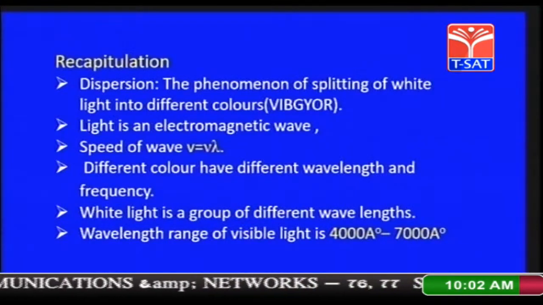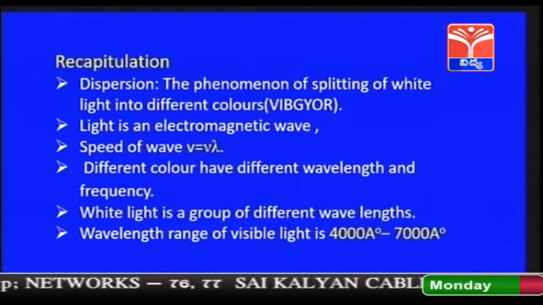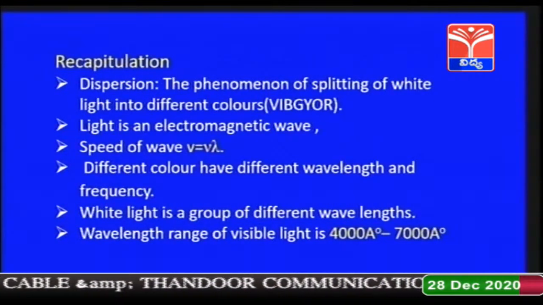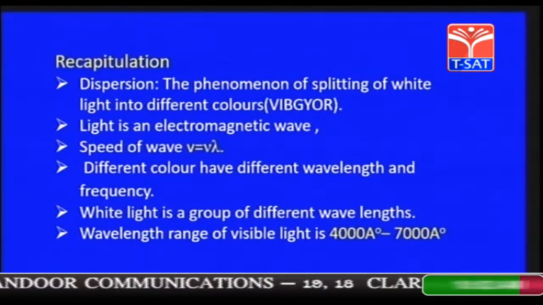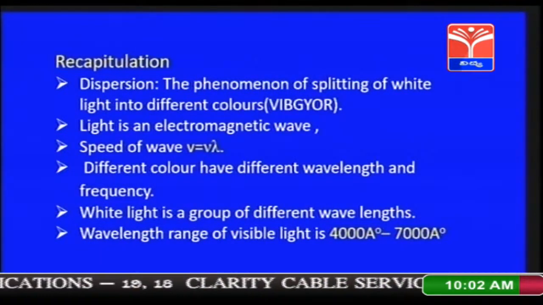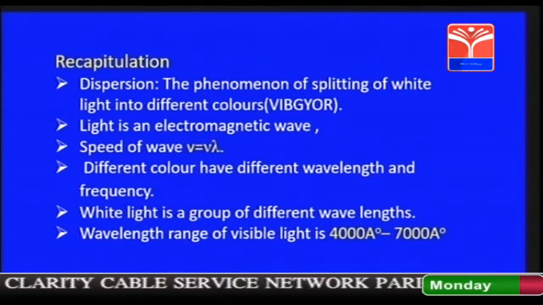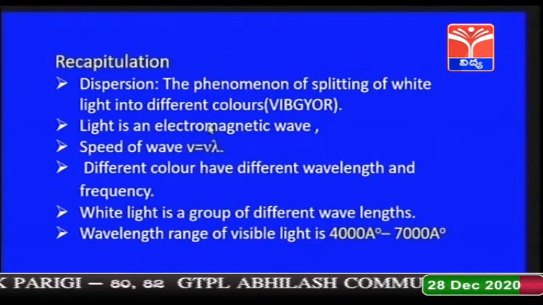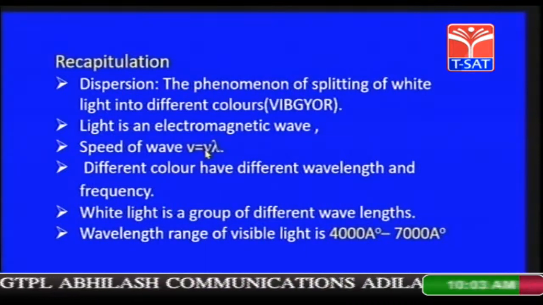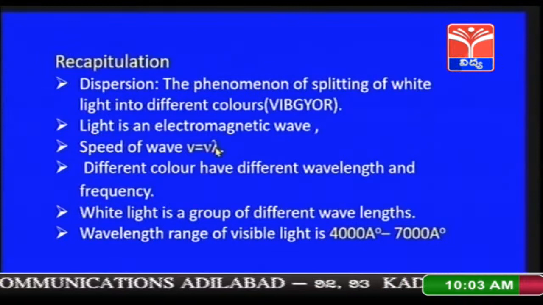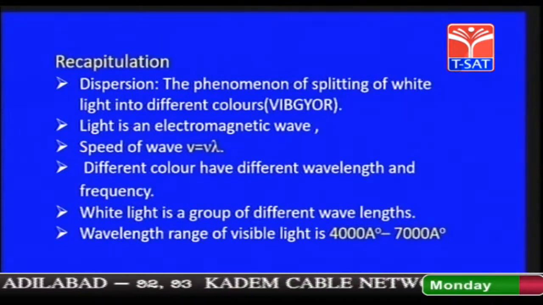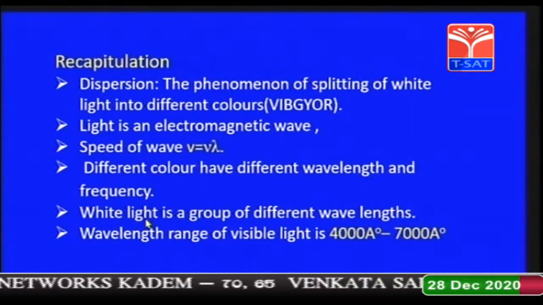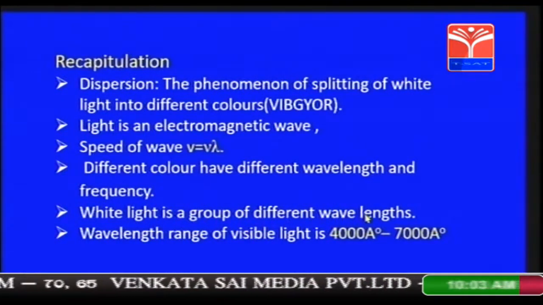Okay children, observe here. Dispersion. What is dispersion? The phenomenon of splitting of white light into different colors is known as dispersion. Light is an electromagnetic wave, and the speed of the wave v equals nu lambda. Here nu represents the frequency of the wave and lambda represents the wavelength of the wave. Different colors have different wavelengths and frequencies. White light is a group of different wavelengths.